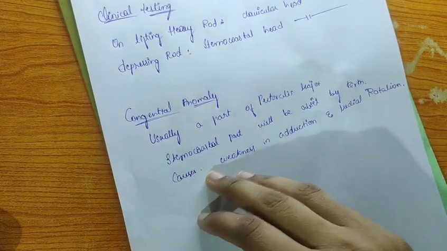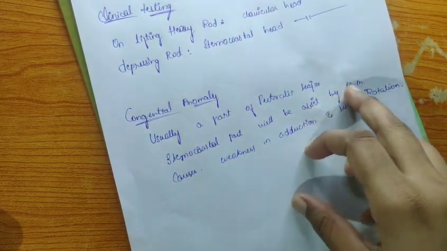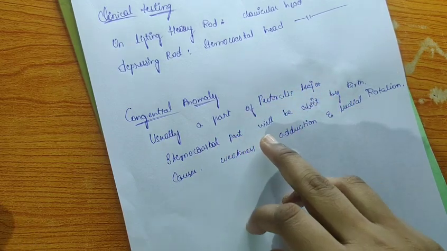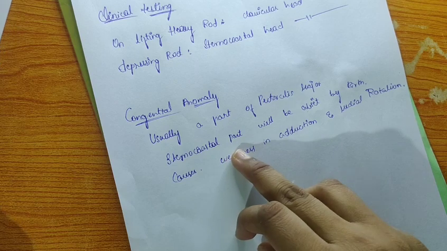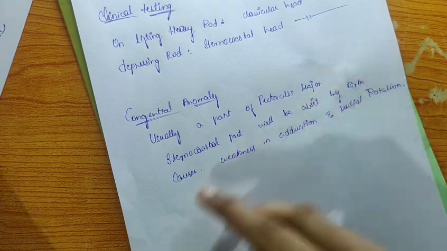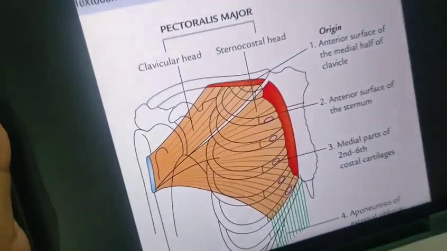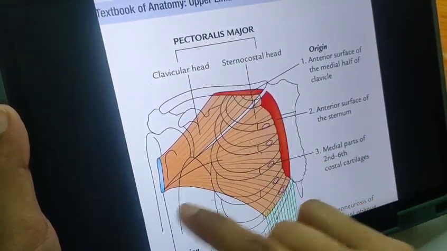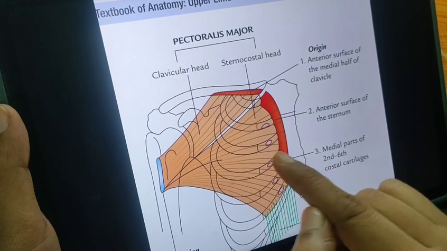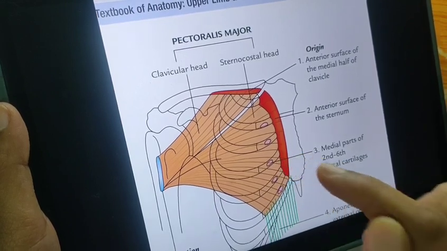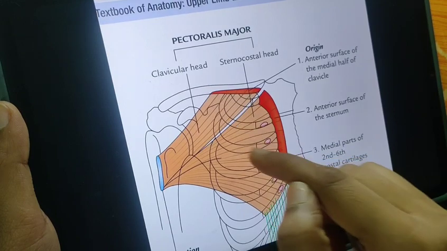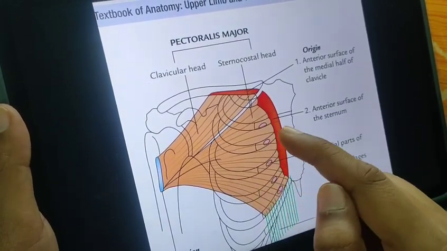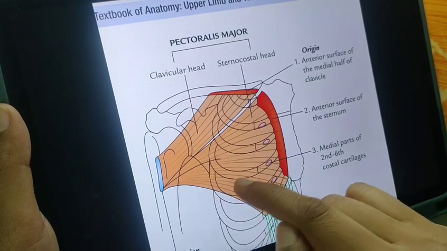Congenital anomaly: in a few persons, the sternocostal part of the pectoralis major muscle is absent at birth. This causes weakness, as we have discussed, because the sternocostal part of pectoralis major adducts the arm and medially rotates the arm. So in persons with absence of the sternocostal part of pectoralis major, there is weakness in adduction and medial rotation of the arm.